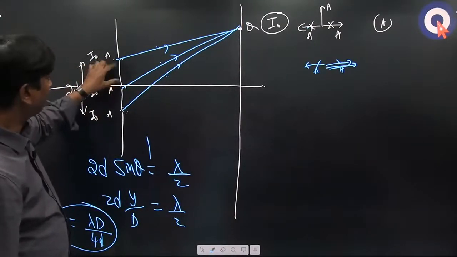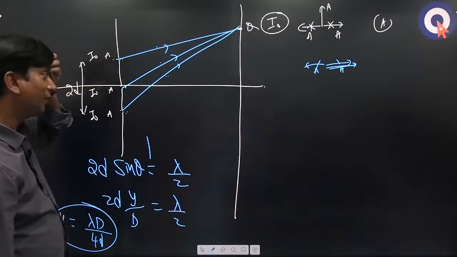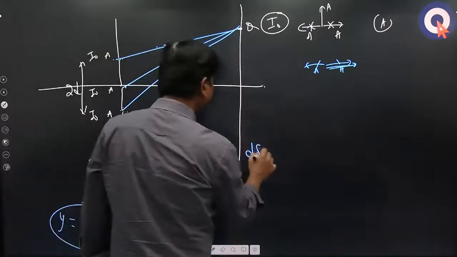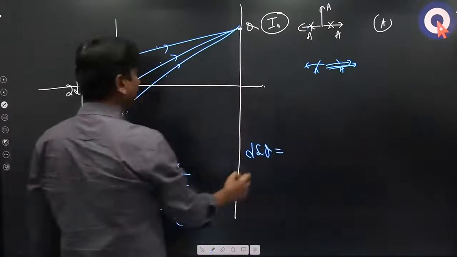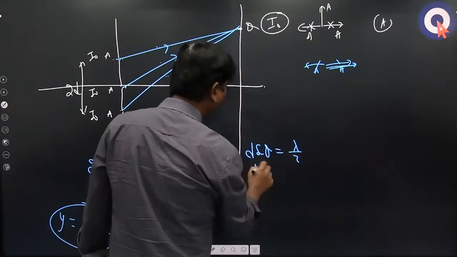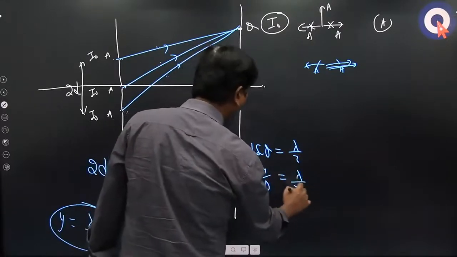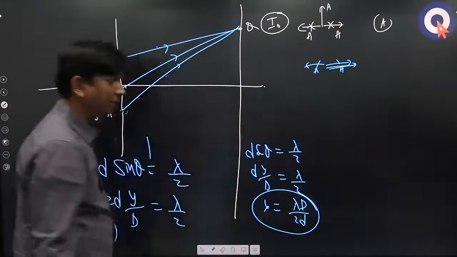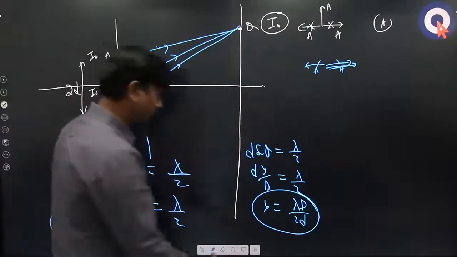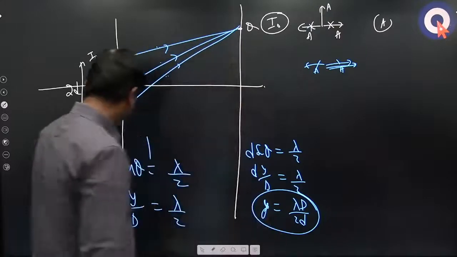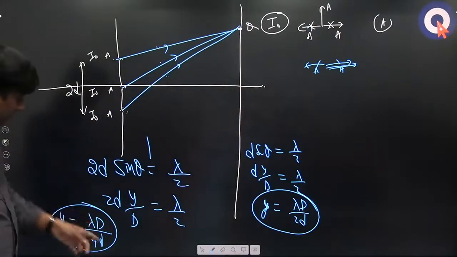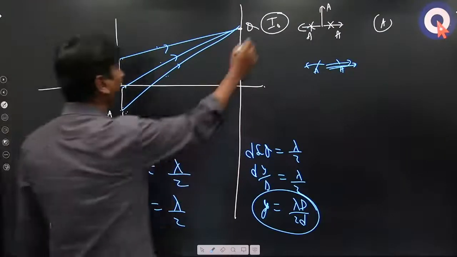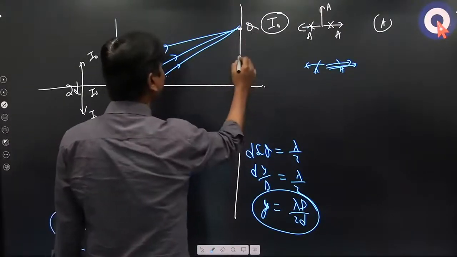What you will take between these two is d sin theta that time. d sin theta is equal to the same lambda by 2. So d into y by capital D is lambda by 2. So y will be lambda capital D by 2 small d. Also you will get I naught intensity, not denying that. And here also, at lambda capital D by 4 small d, you will get I naught. Maybe here also you may get I naught.